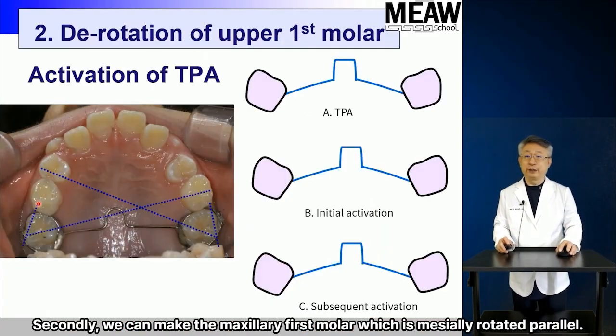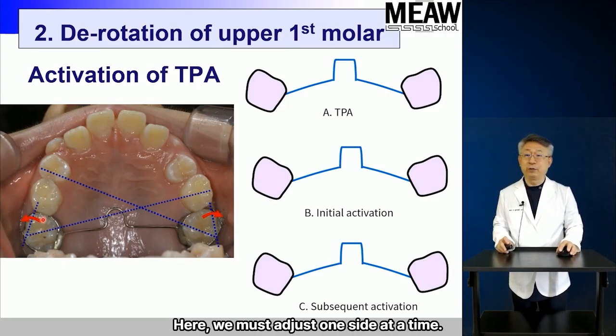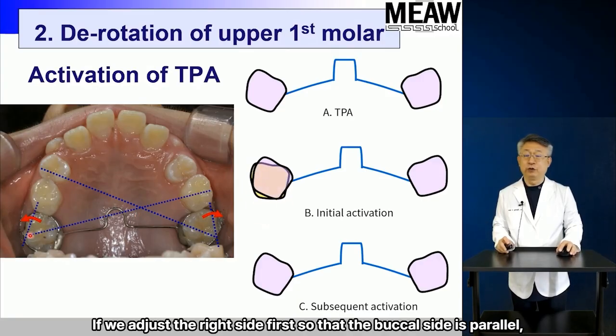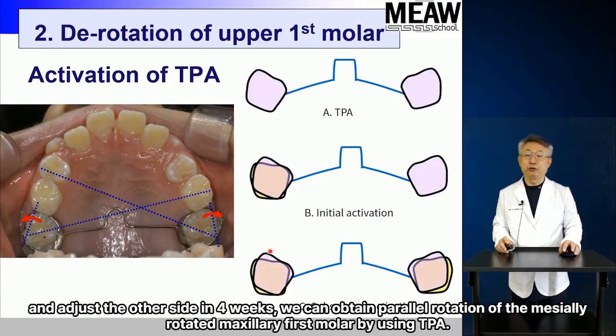Secondly, we can make the maxillary first molar which is mesially rotated parallel. Here we must adjust one side at a time. If we adjust the right side first so that the buccal side is parallel, and adjust the other side in 4 weeks, we can obtain parallel rotation of the mesially rotated maxillary first molar by using TPA.